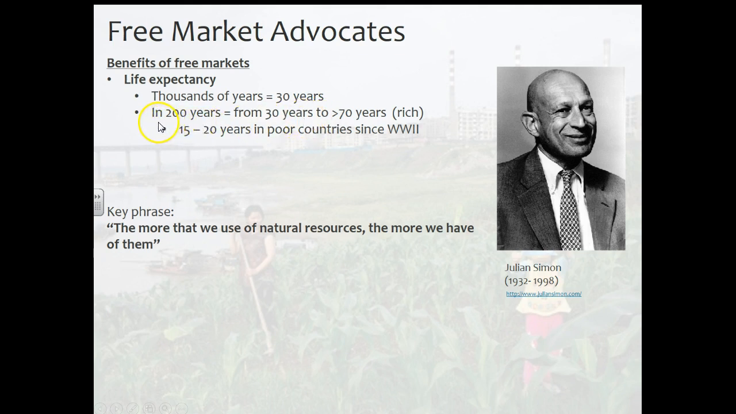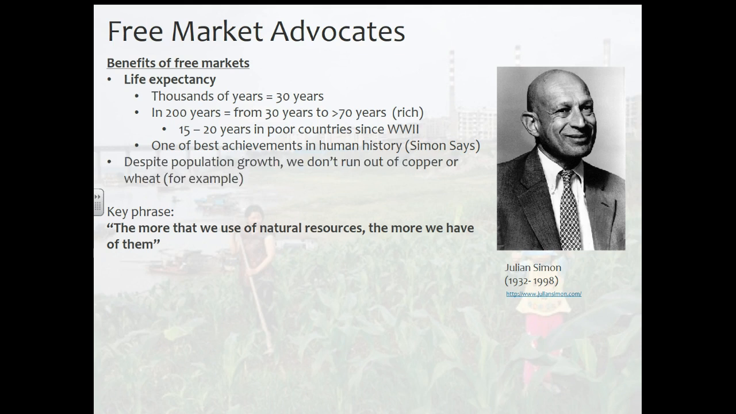In the span of history, 200 years is the blink of an eye, and he's saying, look, we spent thousands of years living short lives, and then in 200 years we went from 30 to 70 years. And he does note that these are for the rich countries, and that the poor countries, since World War II, also increased their lifespan by 15 to 20 years. As he says, this is one of the best achievements in human history. And despite population growth, we don't run out of copper or wheat or any other resources.